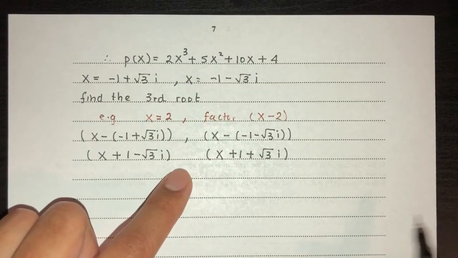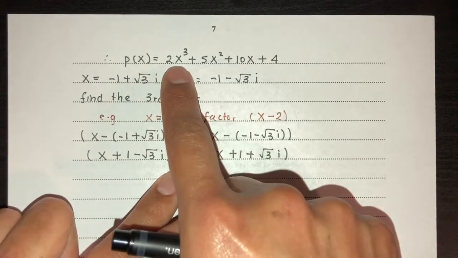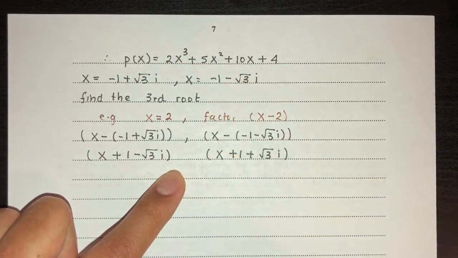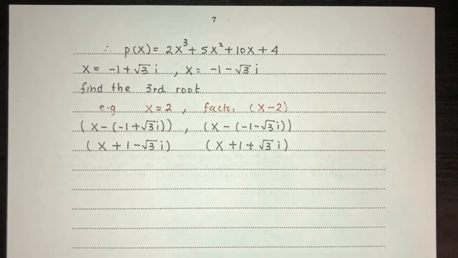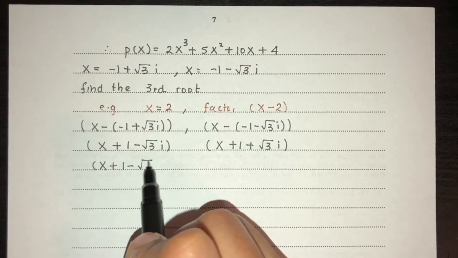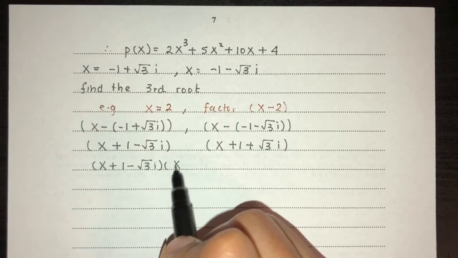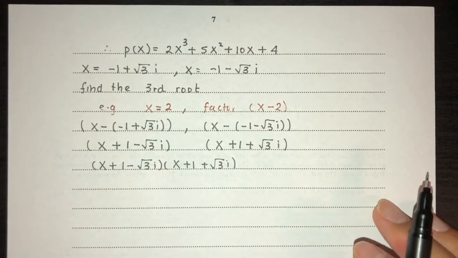Okay, so as you guys know, usually when you have real factors, you will first find the equation by multiplying them together and do long division of this polynomial to find the quotient. So that will be your third factor for this equation. So let me show you guys what I mean. I will first have to multiply these two. So we do x plus 1 minus root 3i times x plus 1 plus root 3i to get your quadratic factor for this equation.